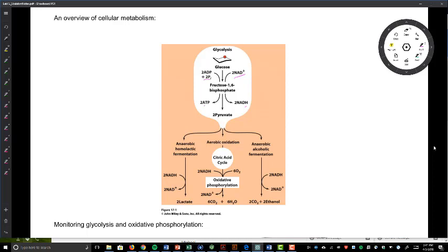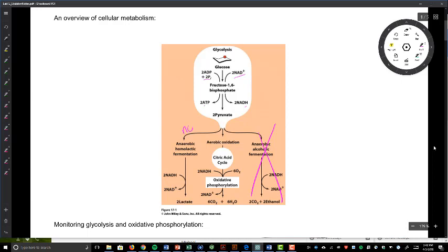And there are 3 possibilities, or 3 fates for pyruvate. We are not too concerned with anaerobic alcoholic fermentation. I think that's something you'd see more in yeast. But there are 2 distinct possibilities in humans. And so the first is anaerobic homolactic fermentation.